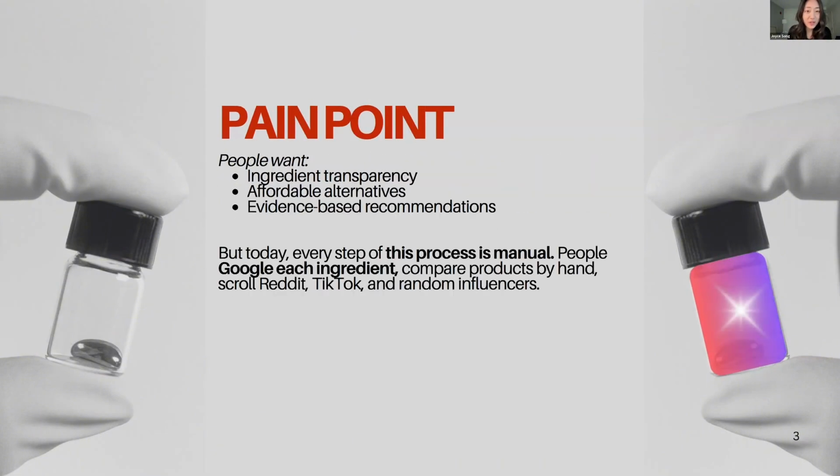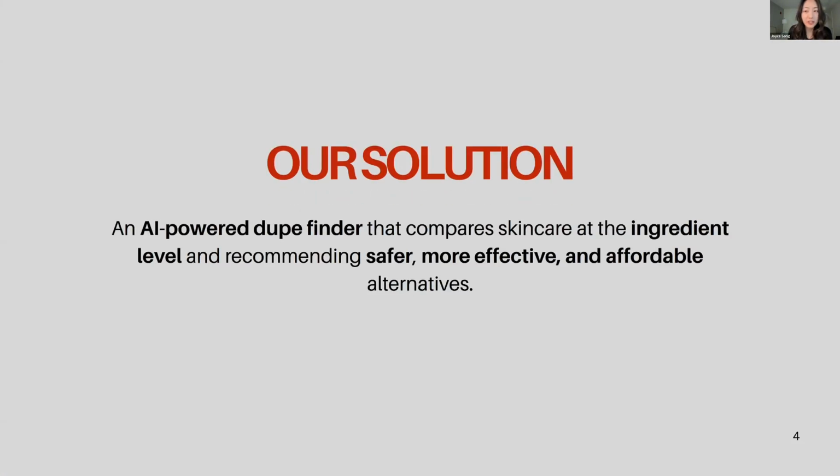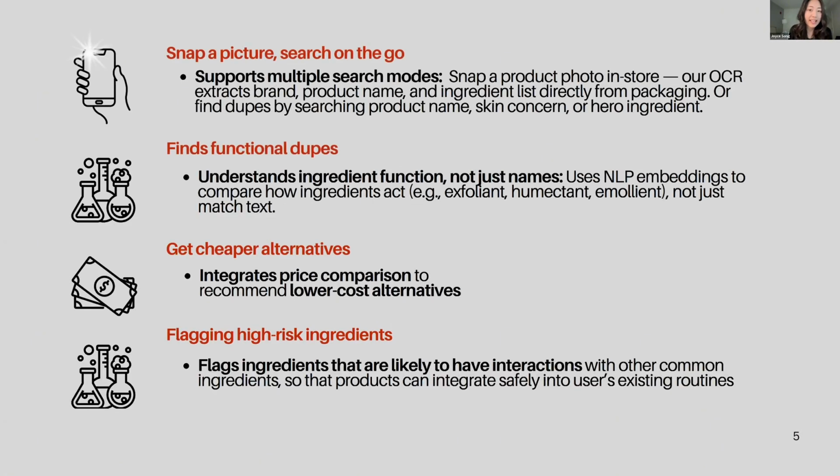Consumers want simplicity, transparency, and affordability, but the entire process is manual. No one can parse a 30-ingredient list and compare 5 serums in their head. They just give up or overspend. That's why we're building Duped, an AI-powered dupe finder that helps you find products with the same functionality at a cheaper price. Duped is your ingredient analyst.